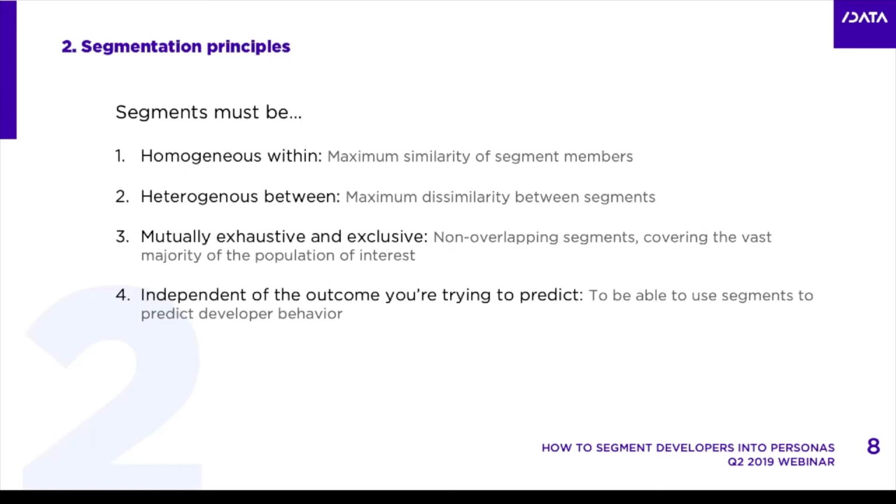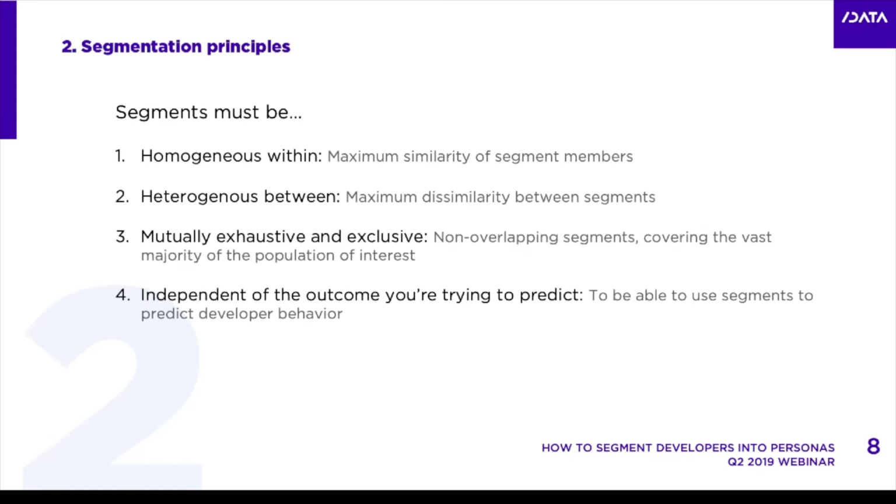Second, segments need to be heterogeneous between, or in simpler terms, they should be as dissimilar as possible. So two developers belonging in two different segments should be as far apart as they can get, again, with respect to this magic set of features we will be discussing.